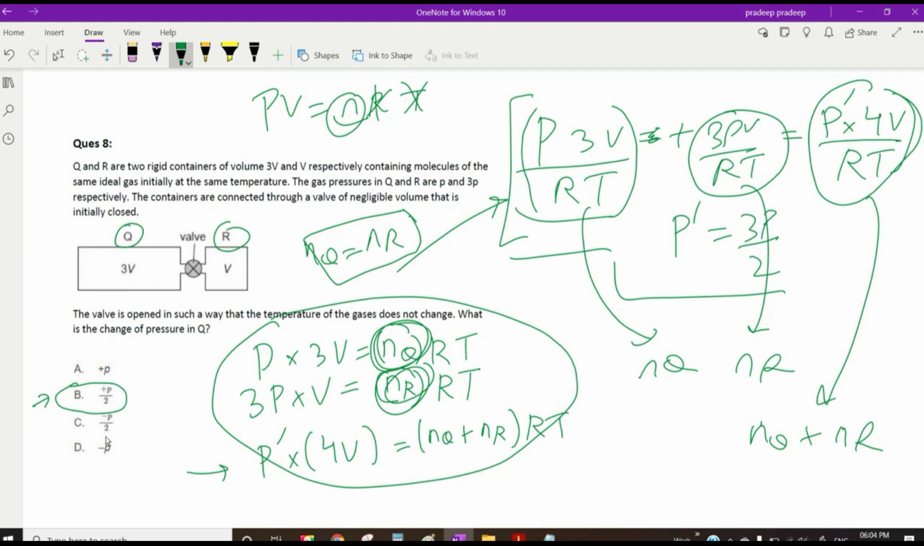Yes, sir, somewhat I got it. Okay, so you will have to revise this and let me know later. Ayush, what about you? Got the method? So I still don't understand why NQ equals NR.